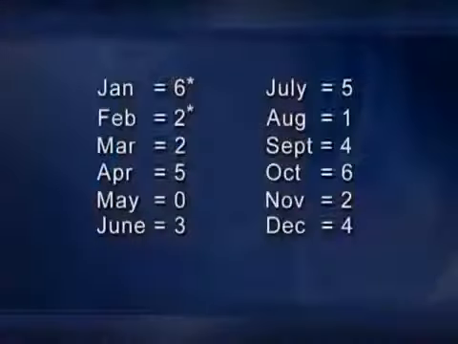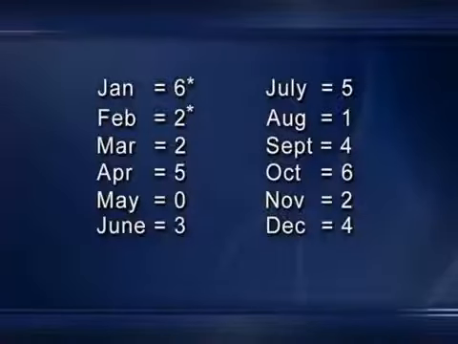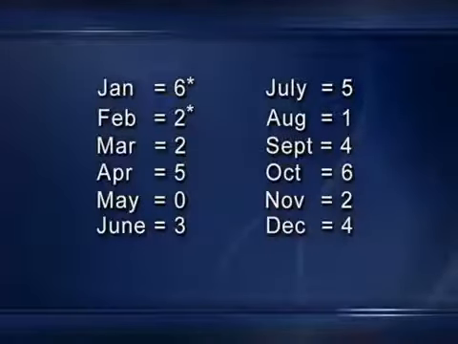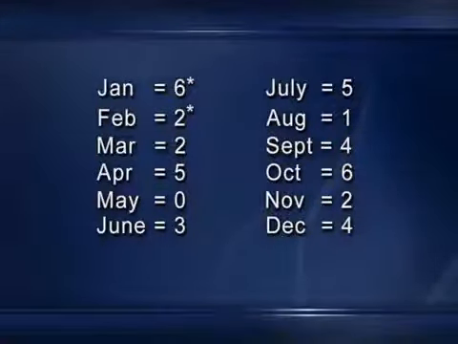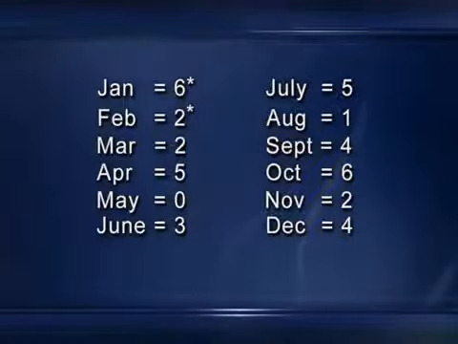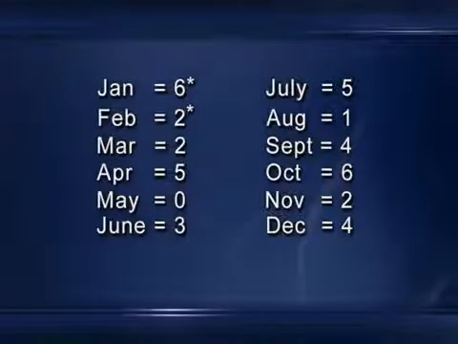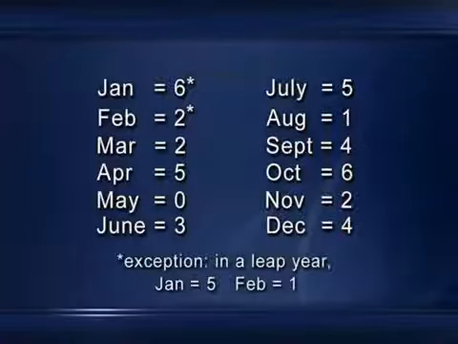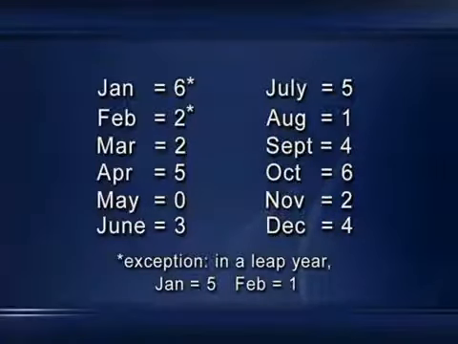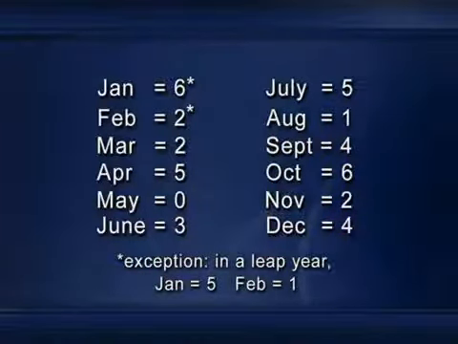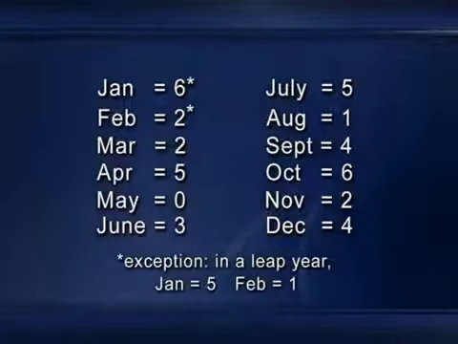Now, there are also codes for every month of the year. These are a little trickier to remember. Here they are. 622-503-514-624. And to make matters worse, there's even an exception for January and February. In a leap year, January is 5 and February is 1. We subtract 1 from the 6 and the 2 because the year hasn't leaped yet.